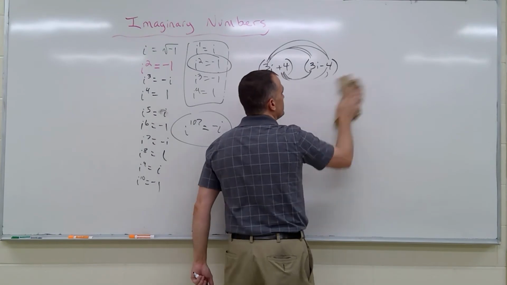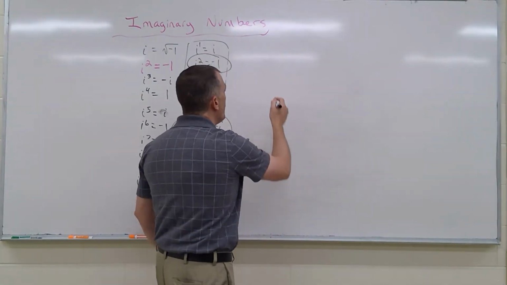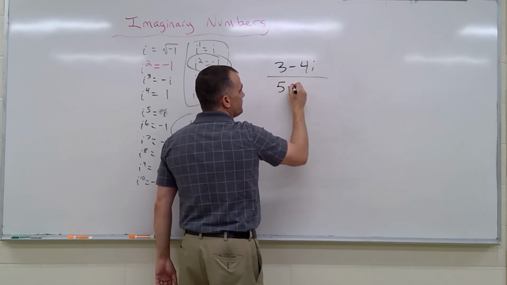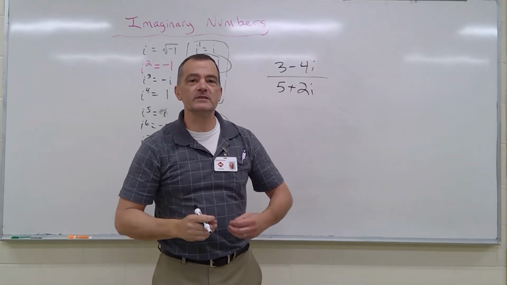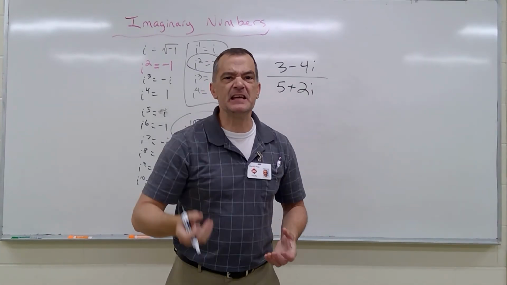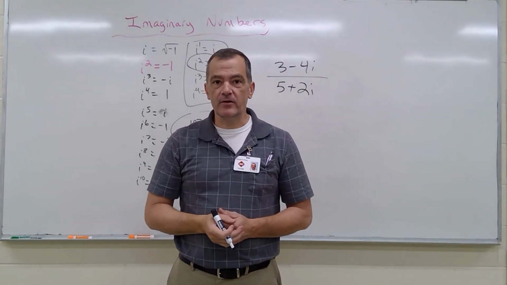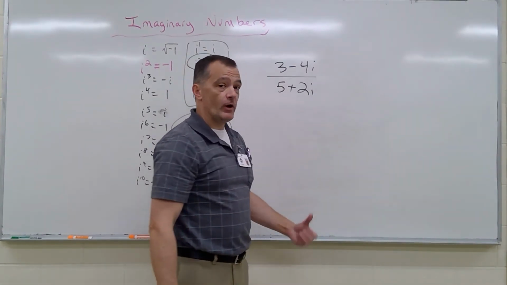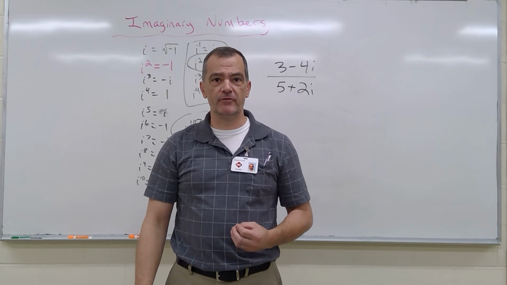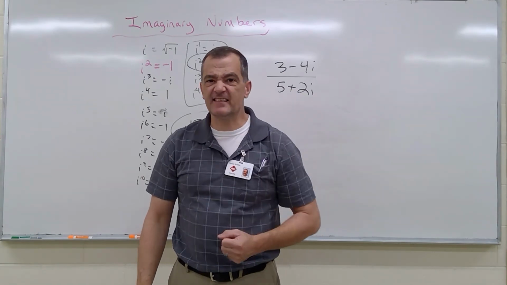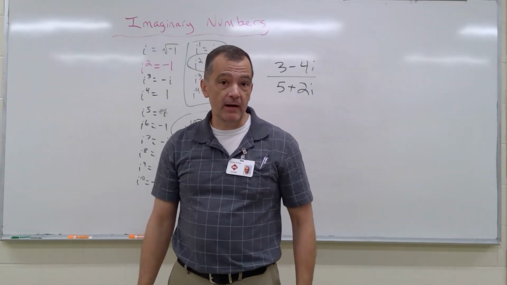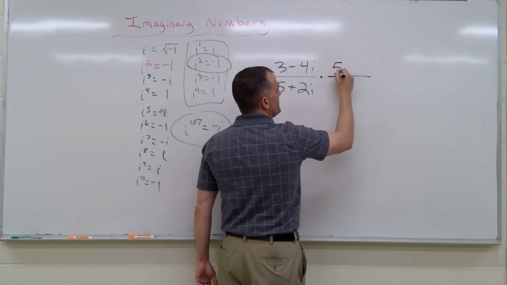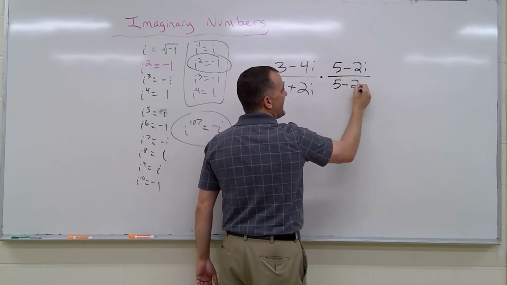So let's do one more problem. What will happen is somebody will give us (3 minus 4i) over (5 plus 2i), and they'll want us to write this in the a plus bi form. Well, don't let it scare you. They just want you to write it as a complex number. Remember, it's a fraction. We can't change the value of it in math. All we can do is add 0 to it, or multiply it by the number 1. So I'm going to multiply this by the number 1, in the form of the denominator's conjugate.